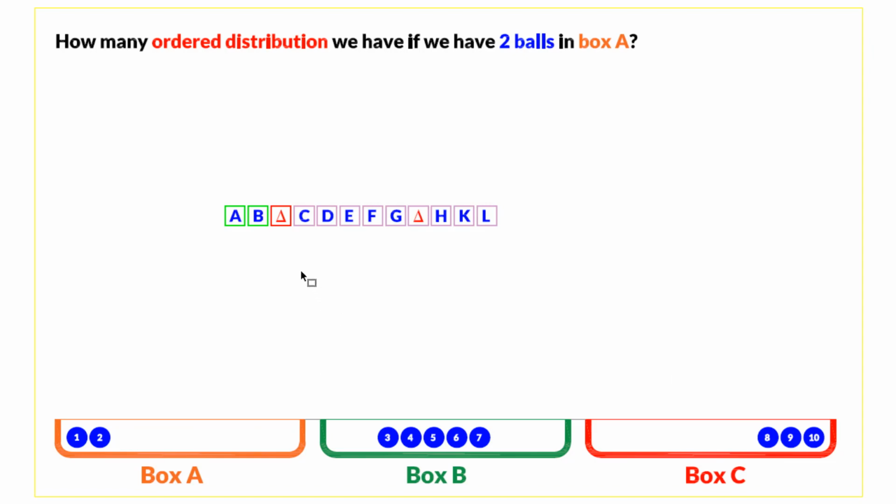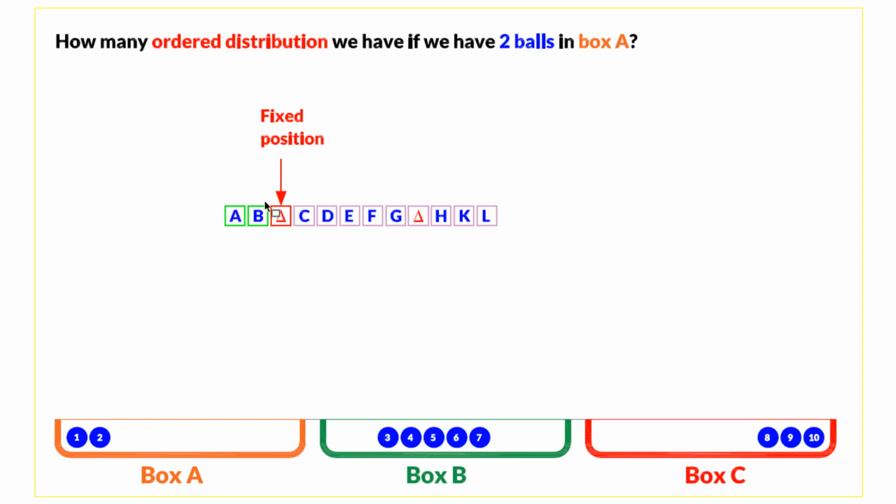Now we have to remember that delta here should be fixed in position, because if delta moves here, then we have 3 balls in box A, and if it moves backward, then we may have 1 ball or no balls in box A, and this is contrary to our question. Only 2 balls in box A.